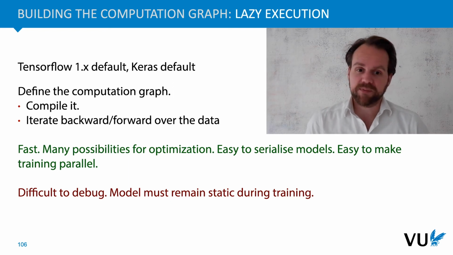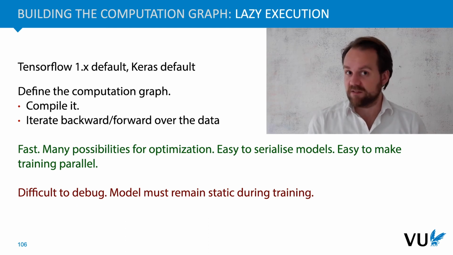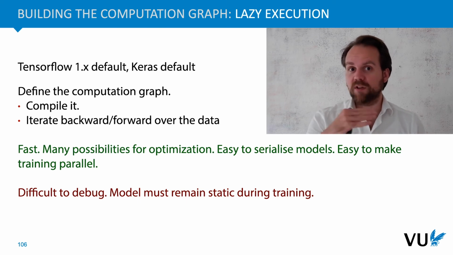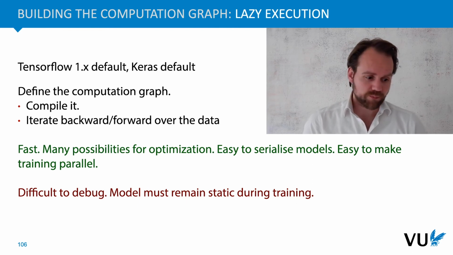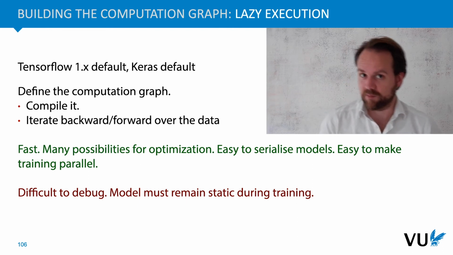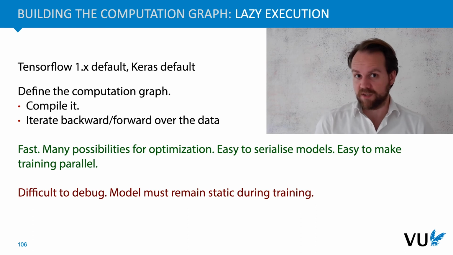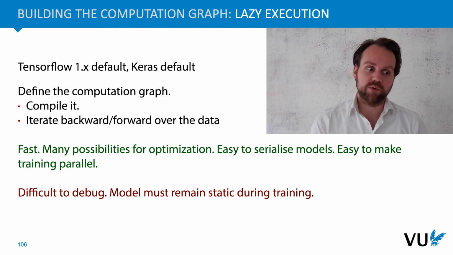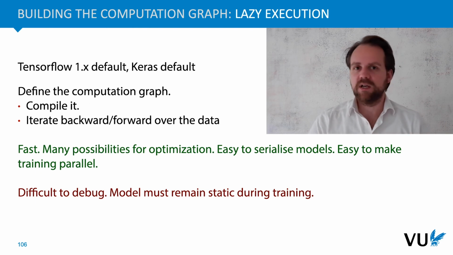The drawback is that it's difficult to debug. If something goes wrong during the computation of your model, you will get a stack trace, and that stack trace will point to this training line in your code, not to the line where you made the mistake in defining your model. A second drawback is that the model needs to remain static during training. You cannot have a kind of model where you have a different computation for every forward-backward in your training loop.